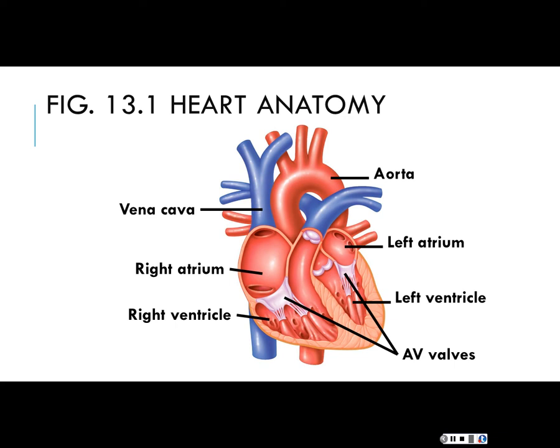So anyway, we have the AV valves between the atria and the ventricles, and the semilunar valves between the ventricles and the respective circuit. And then they would have their appropriate name according to which circuit they're going to. The pulmonary valve would go to the pulmonary circuit, and the aortic valve would go to the aorta.